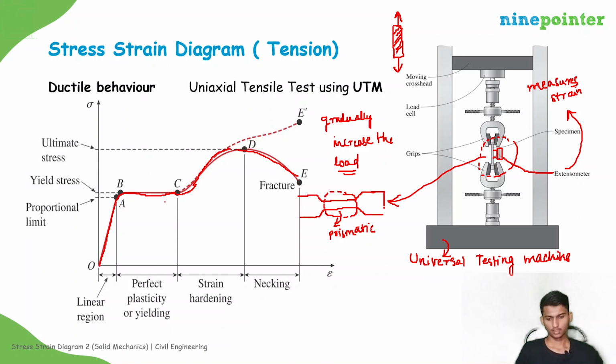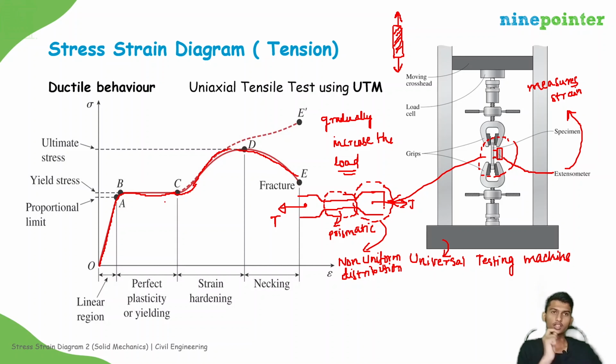Why do we provide it like this? Because here we are applying the point tensile load, right? We already know that in this region, there will be non-uniform distribution of stress. That means stress concentration, right? Because of that, the stress will be more as compared to the prismatic region. In the region where there is uniform stress distribution, the maximum stress in the non-uniform region will be more. So there may be chances of the rod failing here, but we don't want that.